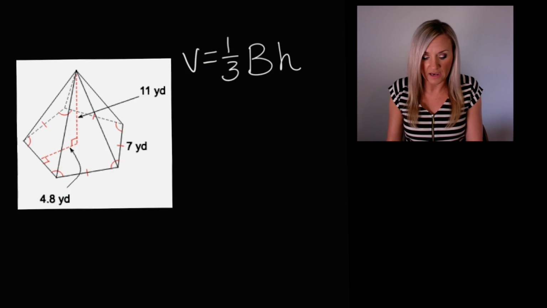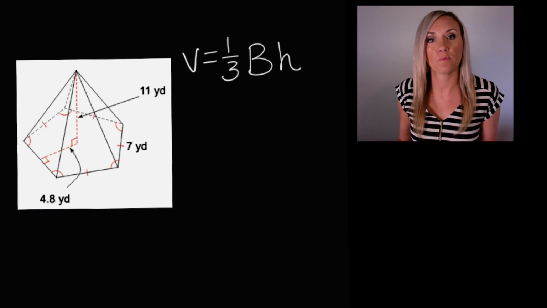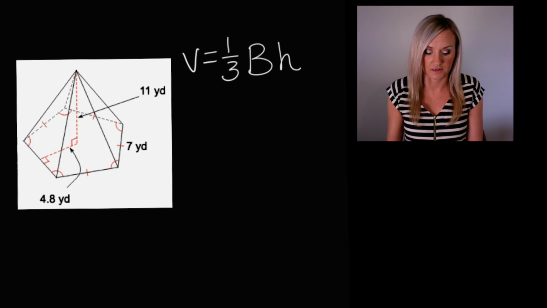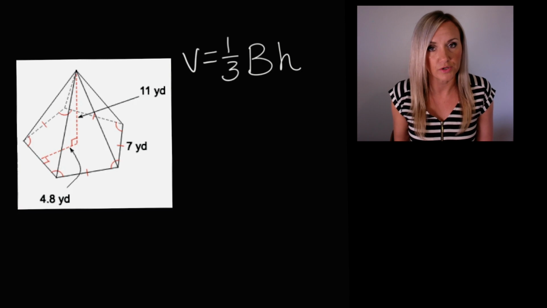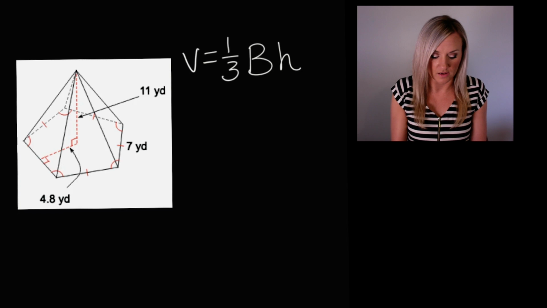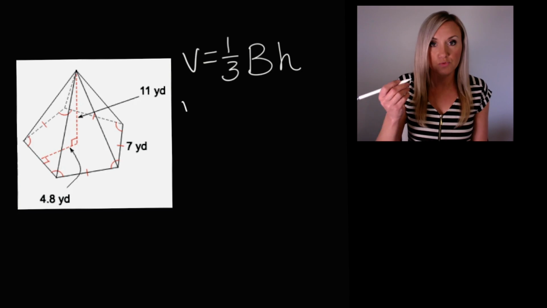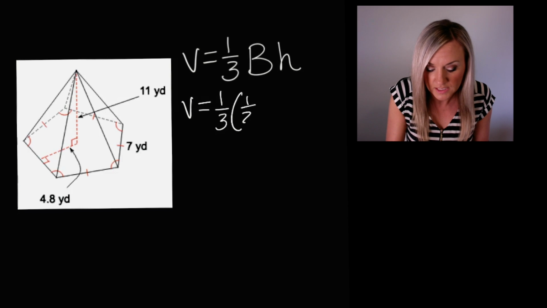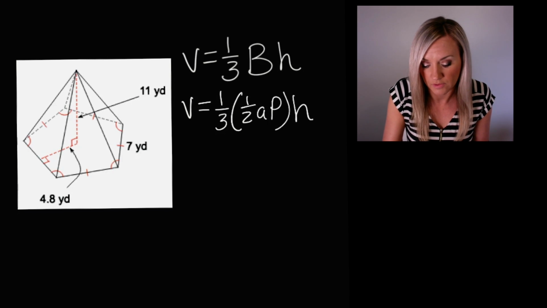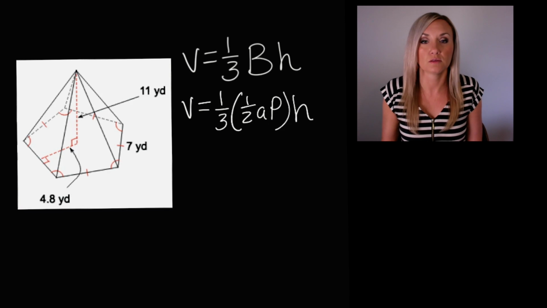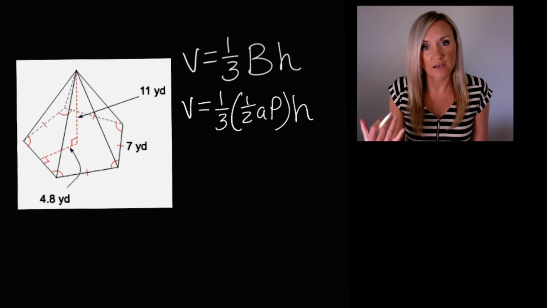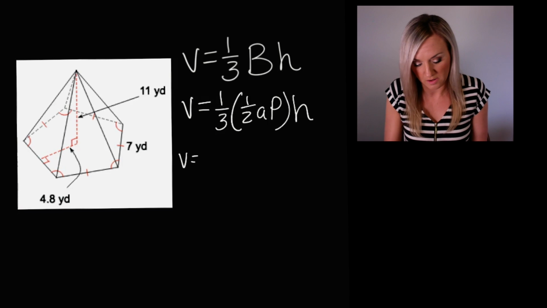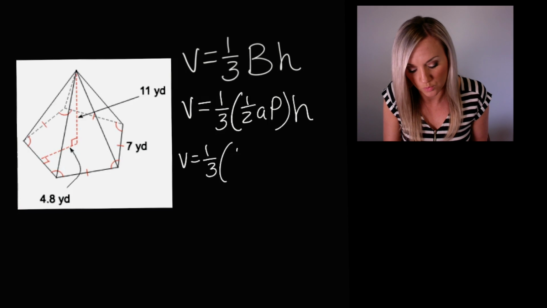So let's go back to our pyramid. We want to find the volume of our pyramid. And so we wrote down 1/3 area of the base times the height. So what I'm going to do is right below it, I'm going to write volume equals 1/3 times 1/2 apothem perimeter and then the true height of the pyramid. All right, so now let's go ahead and plug in our variables of what we know. Volume equals 1/3 times 1/2.